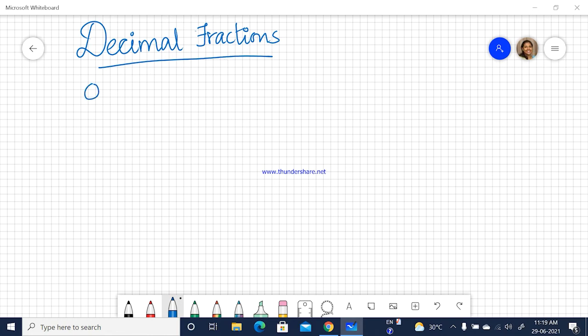For example, consider 0.2. It's a decimal fraction, or you can say 0.767 or 0.52.